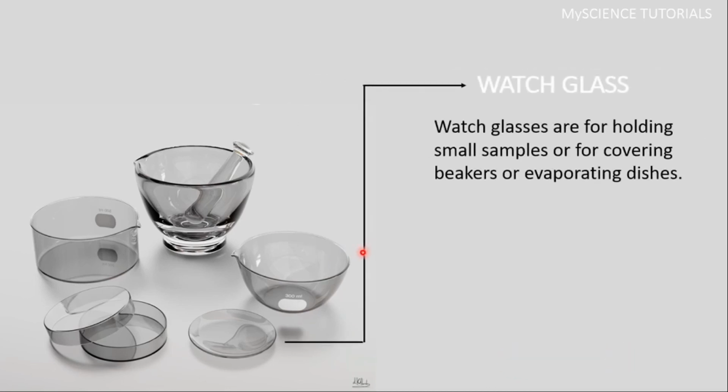Next, we have the watch glass. So the watch glasses are for holding small samples or for covering beakers or evaporating dishes. So we can use them as covers for beakers and evaporating dishes during reactions, or they are also used to hold small samples in the laboratory.